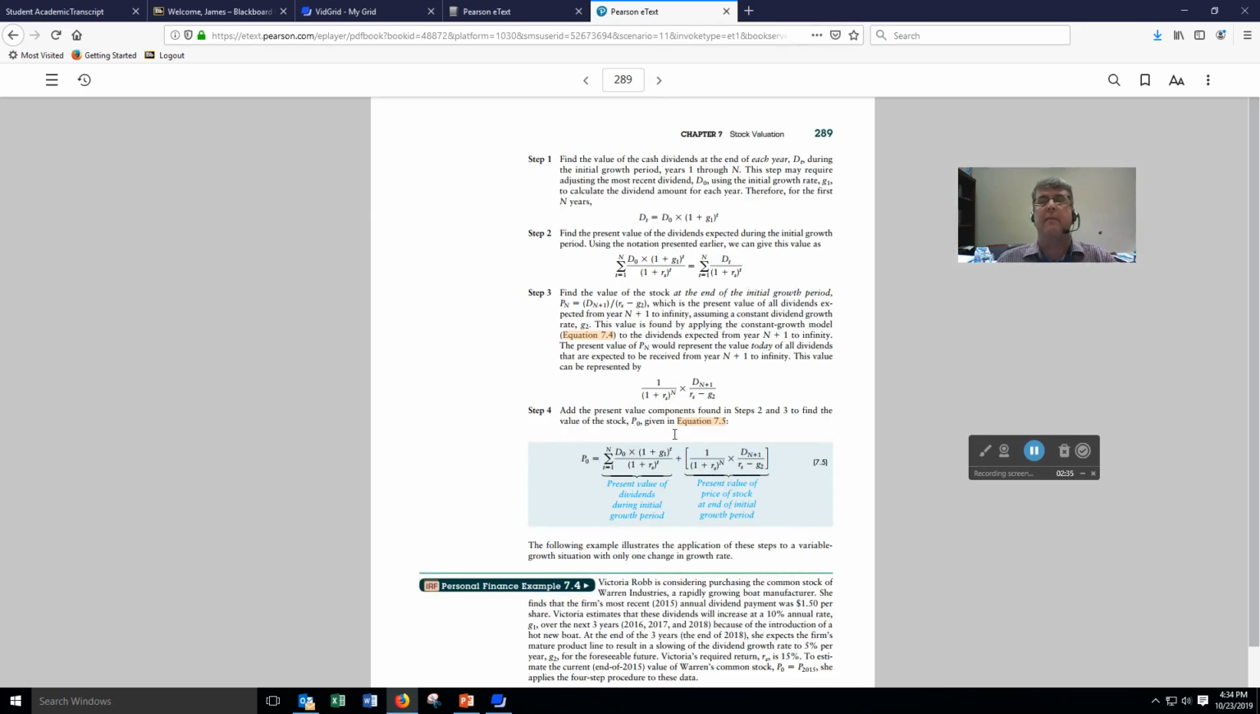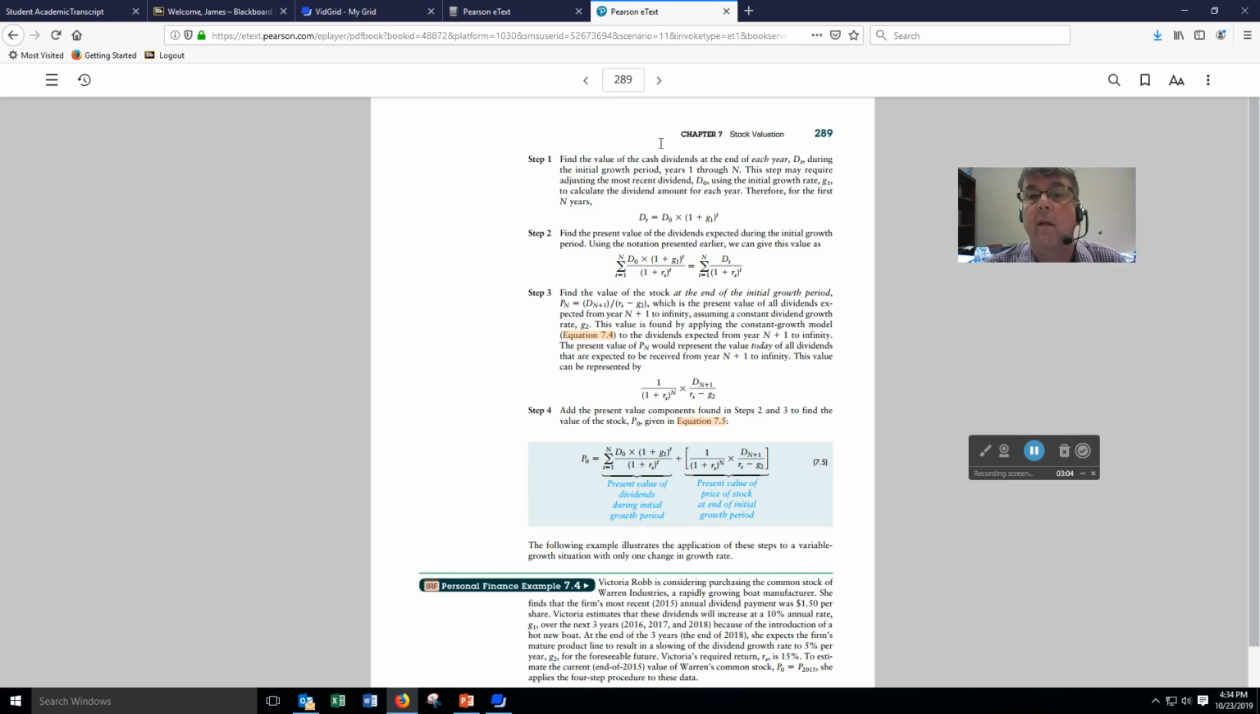is you've got all this math. This first part here: find the value of the cash dividend at the end of each year during the initial growth period, years 1 through N. So D sub T is going to be the dividend for year 1, year 2, year 3, year 4, year 5. We're going to do that for each year.